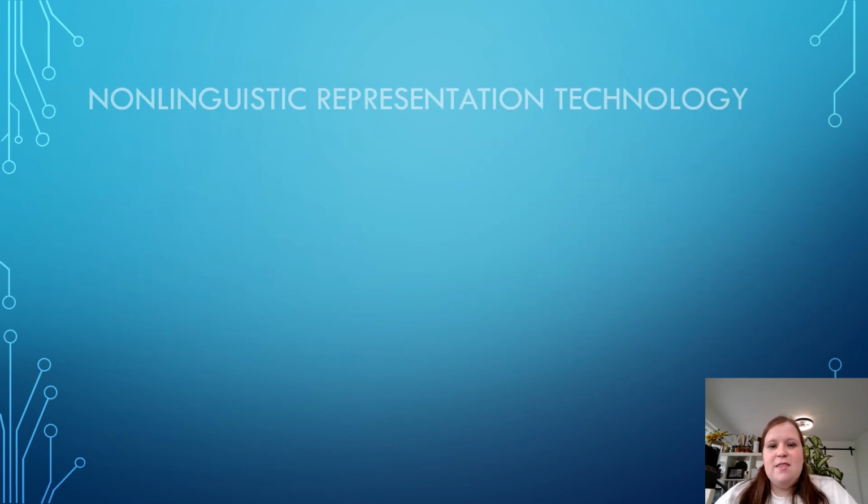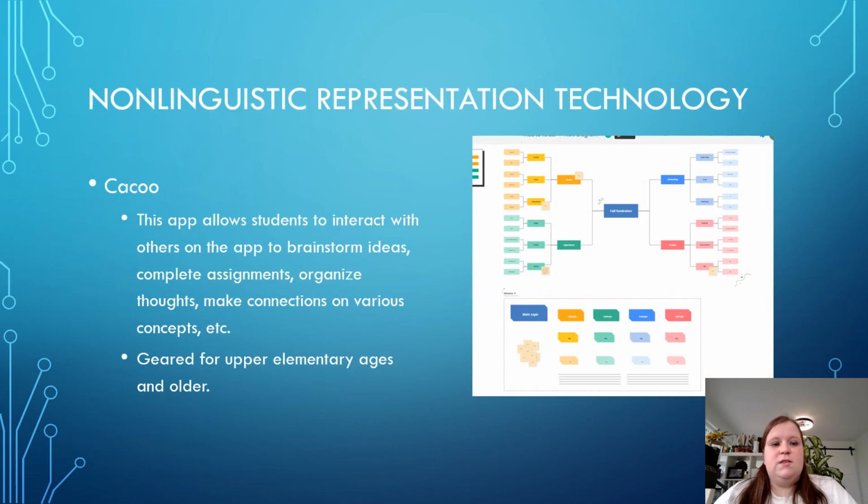Now, the next one was a website called Cuckoo, as well as an app. This allows students to interact with others, to brainstorm ideas, complete assignments, organize thoughts, make connections on various concepts, and many other ways it can be used. And I'd say it's definitely geared more for upper elementary ages and older.